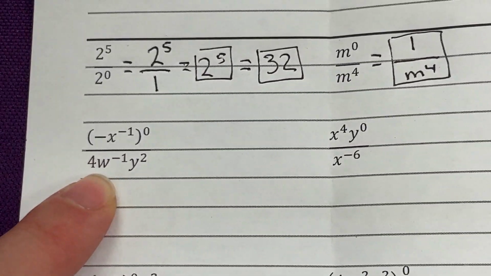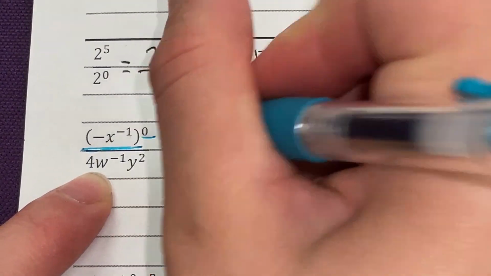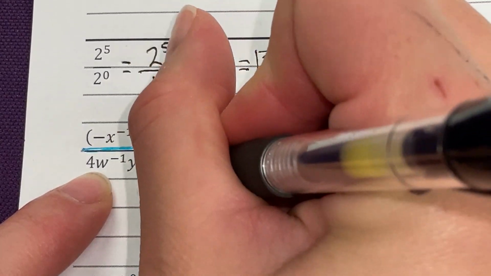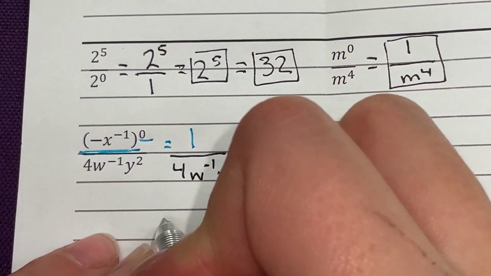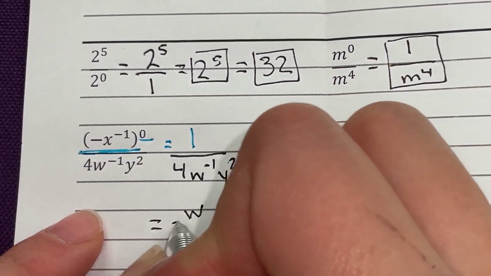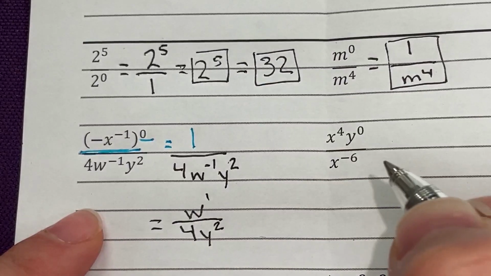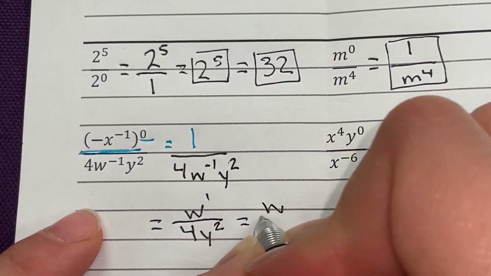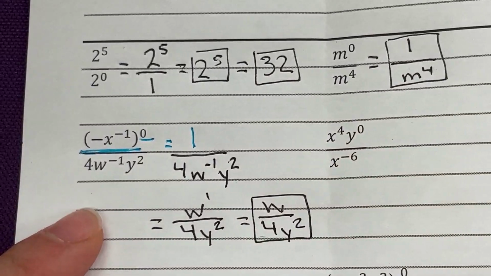This next one here, this 0 encompasses this whole parentheses, so that's equal to 1 over 4w to the negative 1 y squared. Well, we know how to deal with negatives now, so this negative moves up, so we have w over 4y squared. You can write w to the 1, but that looks silly, so w over 4y squared looks better, okay?